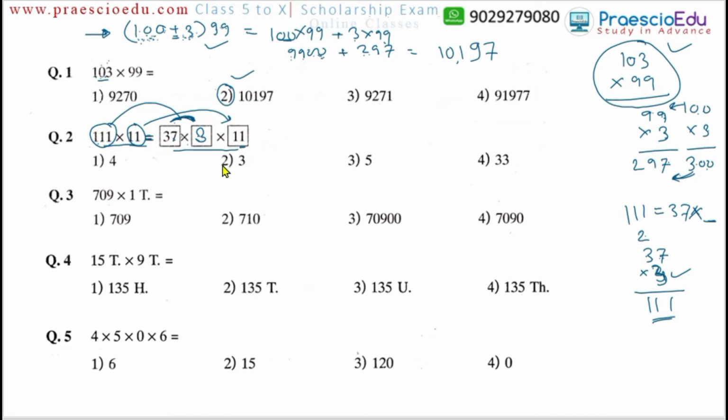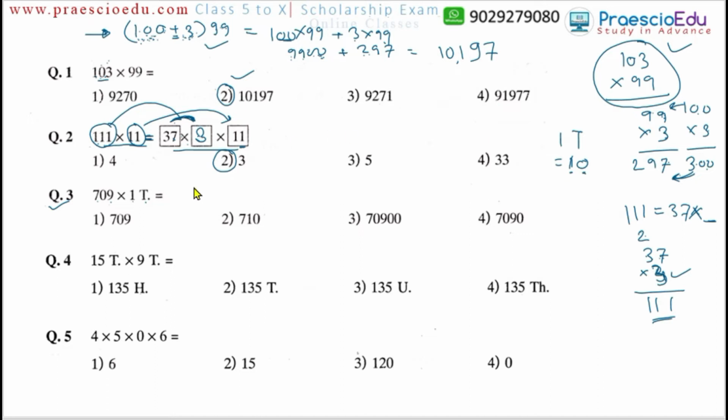So this 3 is kept in option number 2. Now question number 3: 709 multiplied by 1/10. Here 1/10 means 10, because this 1 will be kept in the tens place, so the unit place will be 0.